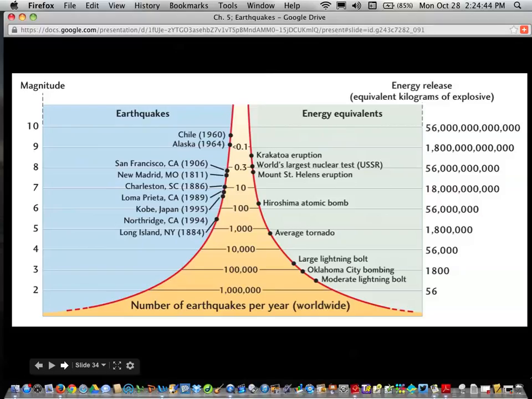And on the right there, it shows the energy equivalent in kilograms of explosive. So I'll show you, the next slide shows a little bit more how that works. And so you can see that the Hiroshima atomic bomb was less than the earthquake we had here in 1989. The Loma Prieta earthquake had more energy than the Hiroshima atomic bomb. Pretty amazing.